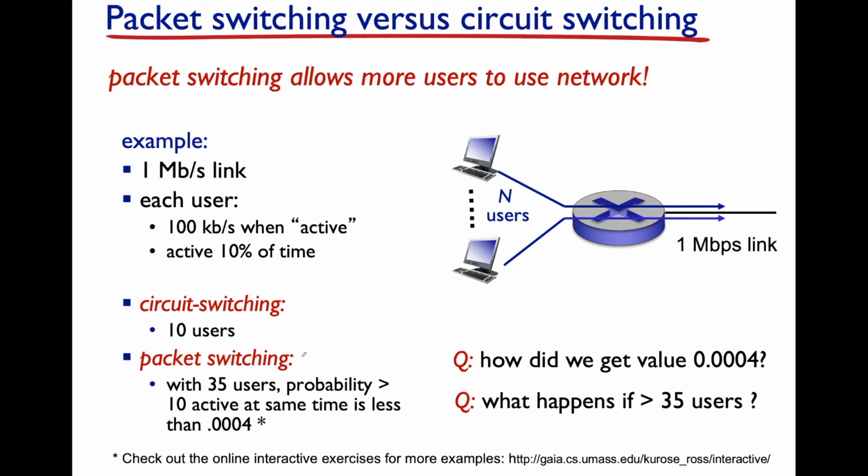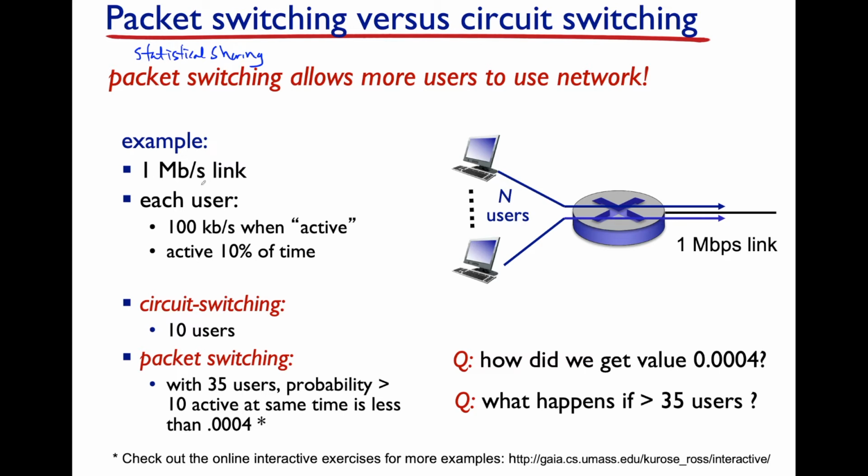Packet switching, on the other hand, does fair sharing, and it allows more users to use the network. The reason for that is something called statistical sharing. What that means is you treat each one of the hosts that want to send data on the link as a stochastic process. There's a certain probability associated with whether, or what percentage of the time, someone's going to be sending data. So let's give an example.